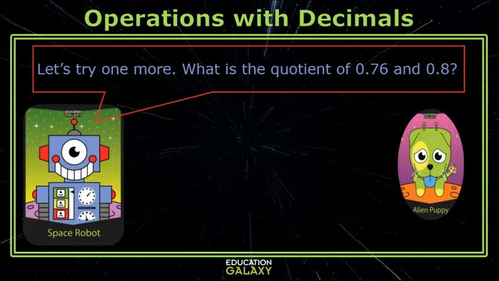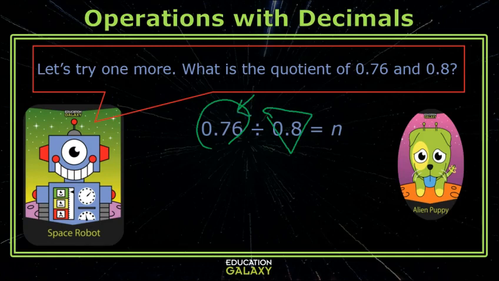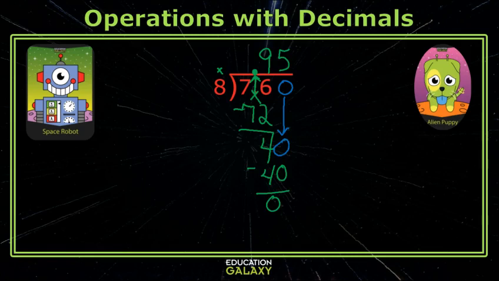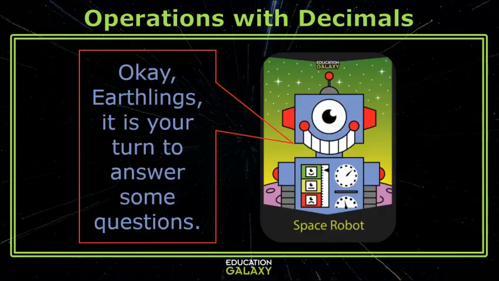Beep, beep. Let's try one more. What is the quotient of 76/100 and 8/10? Well, I'm going to use Allie's ice cream division to remember that the 76/100 goes underneath the symbol. Then I know I need to make this number on the outside a whole number, my divisor, so I scoot it over 1, and I have to scoot this one over 1. Beep, beep. Then I bring my decimal point straight up and forget about it and divide like normal. Put a 0 and keep on going. Okay, I did it. 95/100. Beep, beep. Okay, Earthlings, it is your turn to answer some questions.